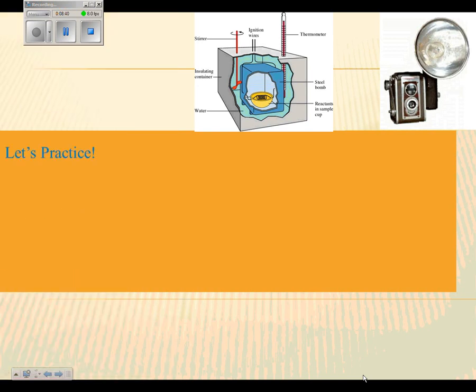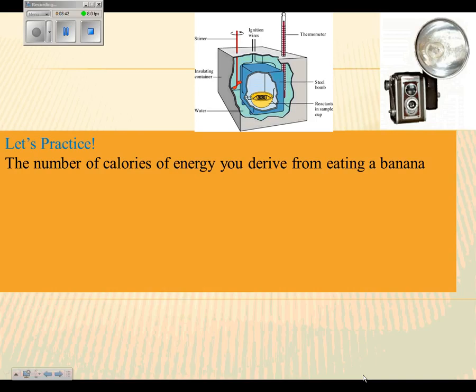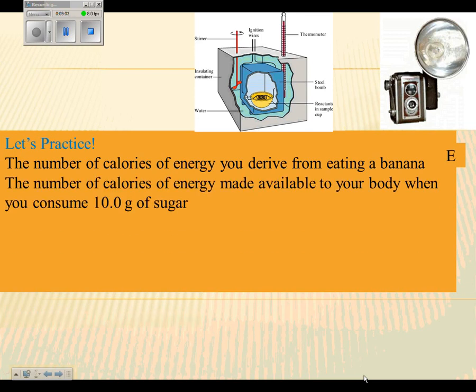So we have some examples here. The number of calories of energy you derive from eating a banana, well, that's got to be extensive, because you don't know how much of a banana you have. If you're talking about a certain number of grams of a banana, then that would be intensive. So extensive is just a general property. The next one: the number of calories of energy made available to your body when you consume 10 grams of sugar. Well, that's going to be intensive. That's not based on the amount you have, because you know the amount that you have.